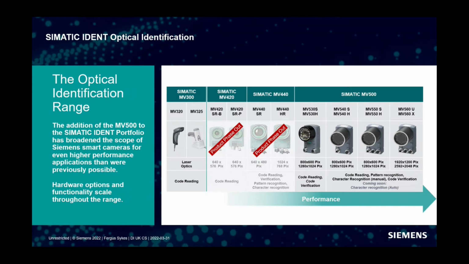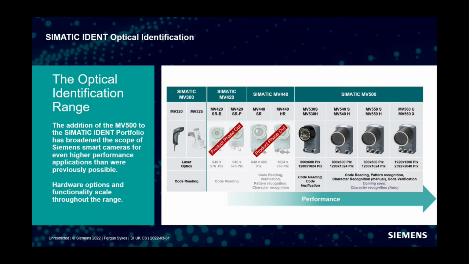Historically, for the last 15 years, we've had the MV400 range, which was the 420 and the 440. About 3 or 4 years ago now, we had the release of the first MV500 camera, which is now fully featured, and we've just had the release of the 530S, which is the new entry-level, all-in-one camera for more simplistic, purely code reading applications where you don't want to have to specify a lens. It just all comes in one package.